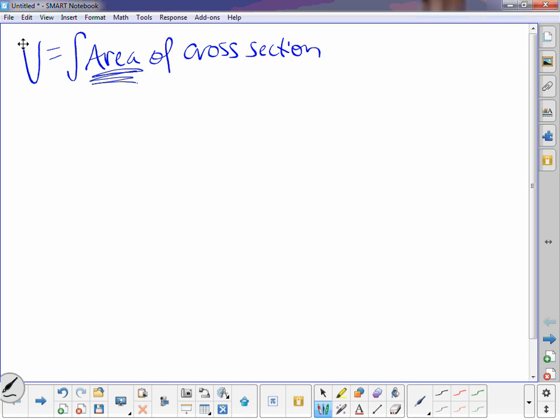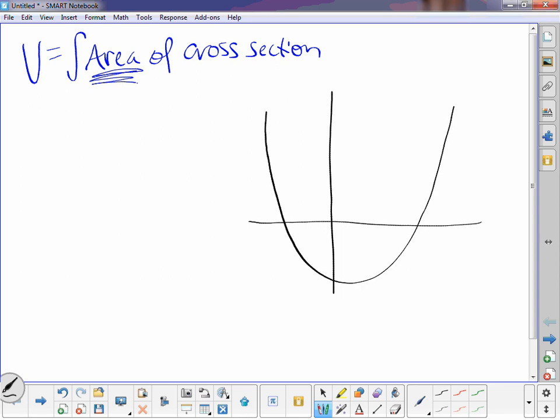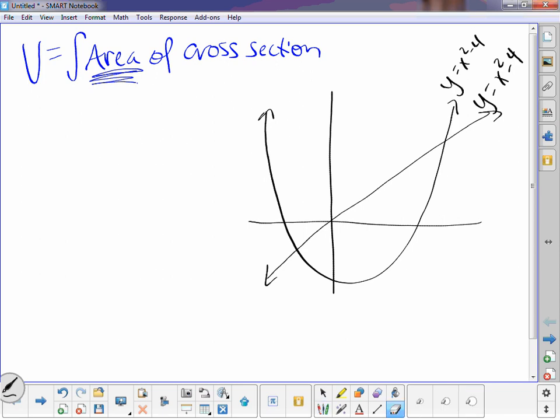Alright, now just a reminder, in case we have lost our knowledge of cross-sections between last class and today. Let's say that this is the region that I'm working with, where I have y equals 2x squared minus 4. Oh wait, sorry, that's the wrong one. Y equals x squared minus 4. And let's just say that our line is 2x. Okay, so this is the region that I'm working with.